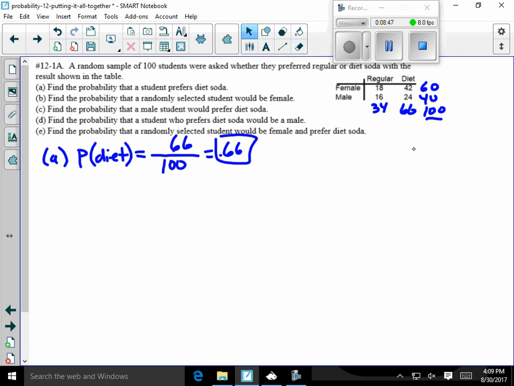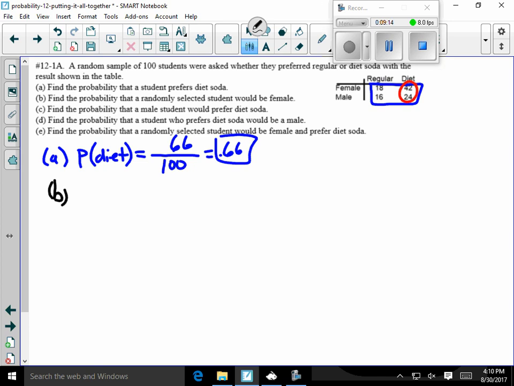So what I'm saying here is we're talking about the entire table, right? In fact, let me, so that I can erase and use this, I'm talking about the sample space is the entire selection of students, and then I'm talking specifically in the event about including the ones that are in the diet. So out of the 100 students total, 66 of them were diet, and that's how we came up with this fraction right here.